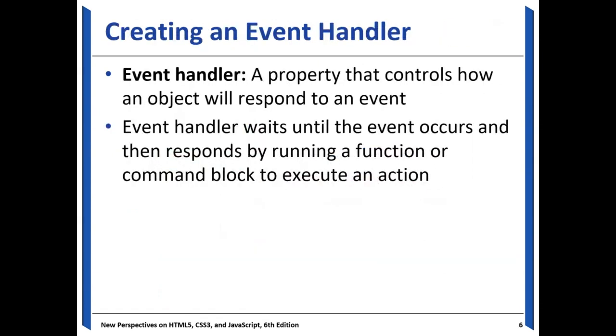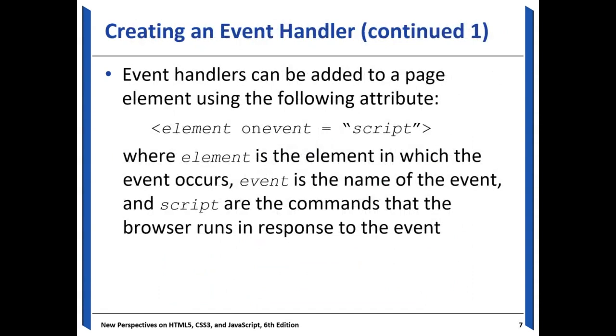So we're going to look at creating an event handler. An event handler is a property that controls how an object will respond to an event. The event handler waits until the event occurs, and then it responds by running the function or a command block to execute the action. So we see the syntax of this: the element, on event, and then the script. In this case, the element is the element in which the event occurs. The event is the name of the event, and script is the commands that are going to be run by the browser when it responds to the event.